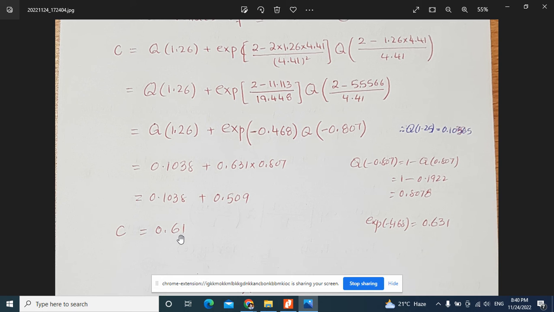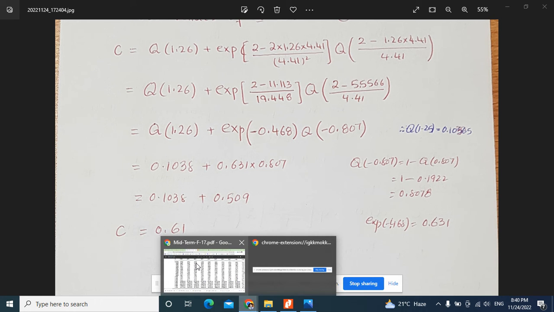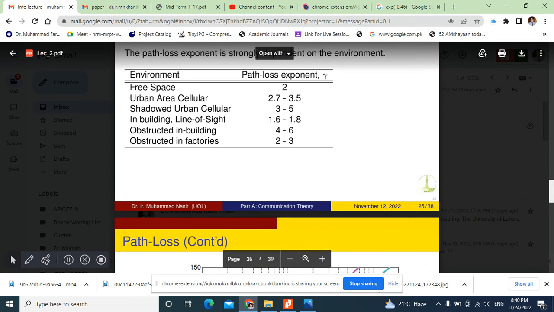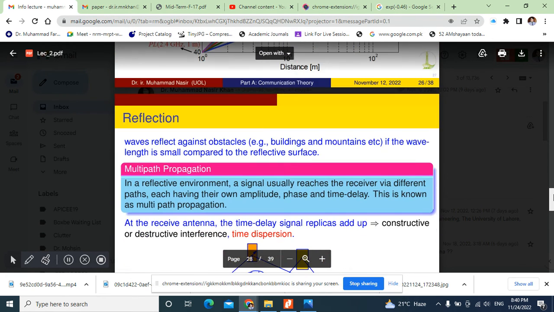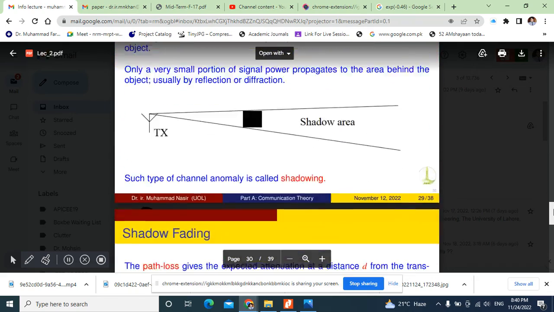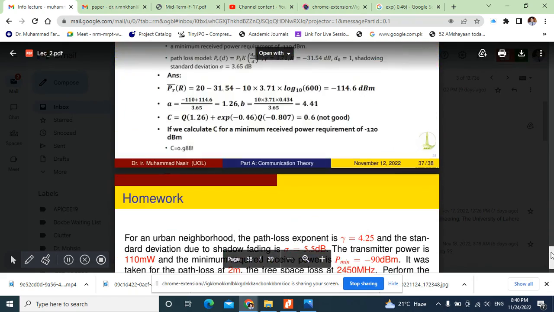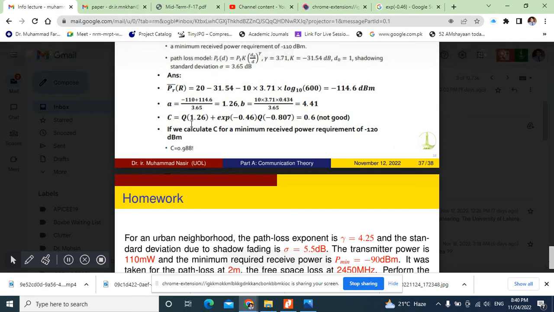So this was the coverage, which is 60%. It means that most of the area has not been covered. That is why the minimum C power is not that good. You need to do something else so that you can receive the maximum signal strength. So here you see it is 60%, which is not good.